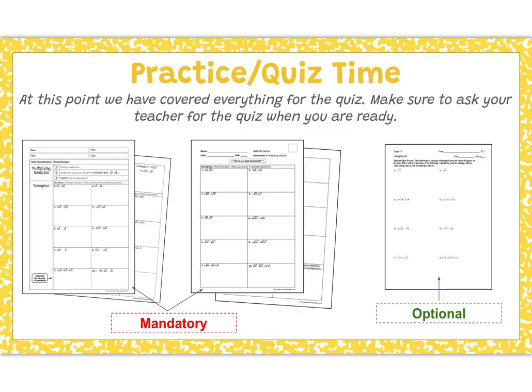So at this point, we've covered everything that you will encounter in your quiz. This is a self-paced activity, meaning that you can take the quiz whenever you think you're ready. Things that you have to have complete before you can take the quiz are the 2 assignments, the multiplying radical sheets and the multiplying radicals practice homework sheet. You will also receive a review that is optional. You do not need to complete that one for a grade. However, it would help you be more successful on your quiz. So make sure to ask your teacher for the quiz when you are ready. You can also ask for assistance in class.